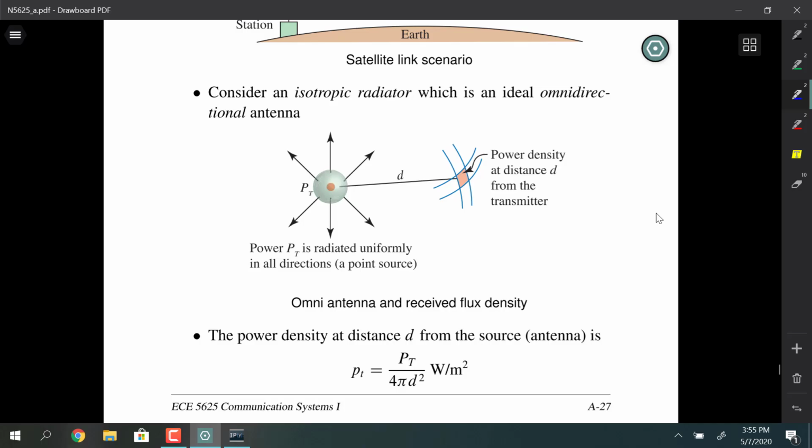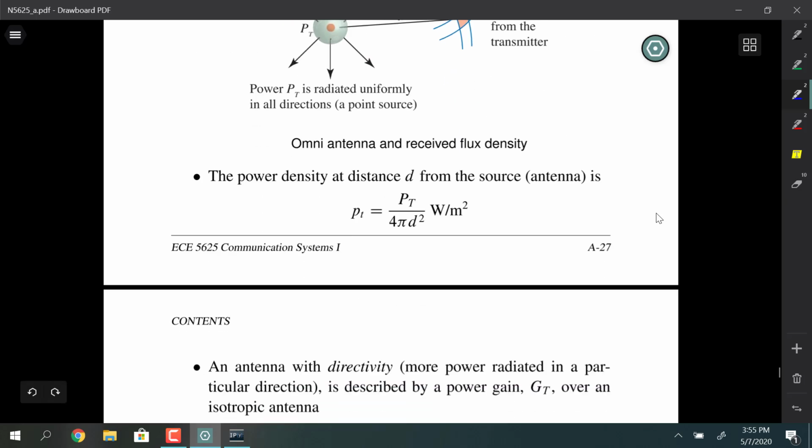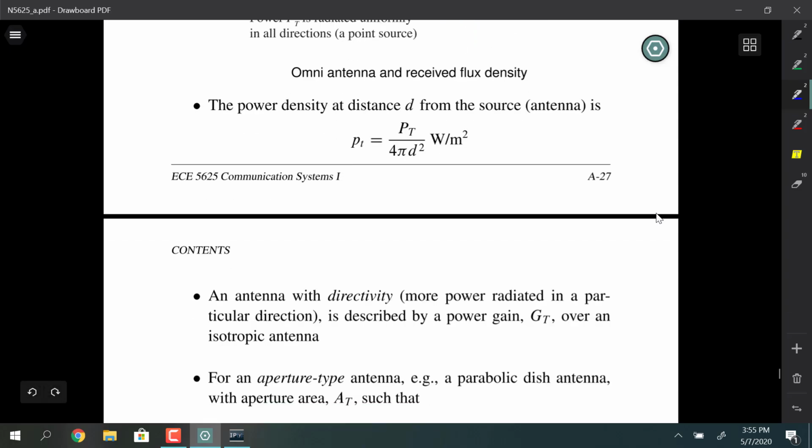That's kind of a familiar geometry equation, right? Surface area of a sphere, 4 pi r squared is what I always remember. So d is the radius in this case. That's the distance to where we want to put our receiver. And that flux density is watts per meter squared then. So that's what's impinging upon our bodies, let's say, from an omni antenna.